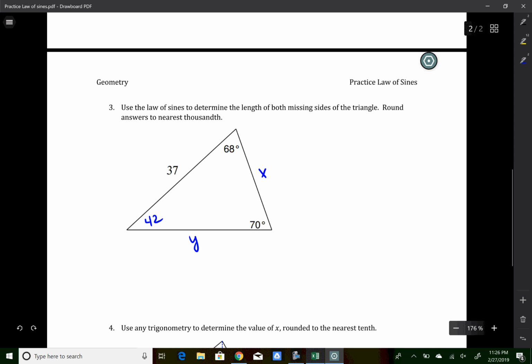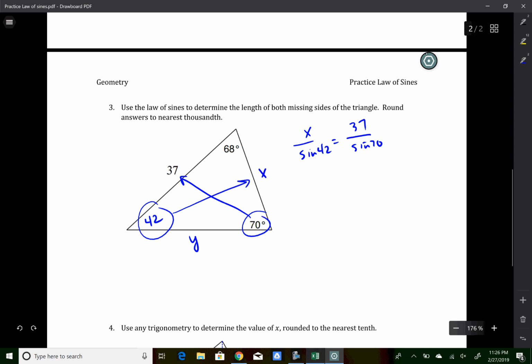So then we're going to set up two different proportions, one to solve for x and one to solve for y. So x has a matching pair with 42. 70 and 37 is our matching pair we want to use a lot of. So I have x over the sine of 42 is equal to 37 over the sine of 70.